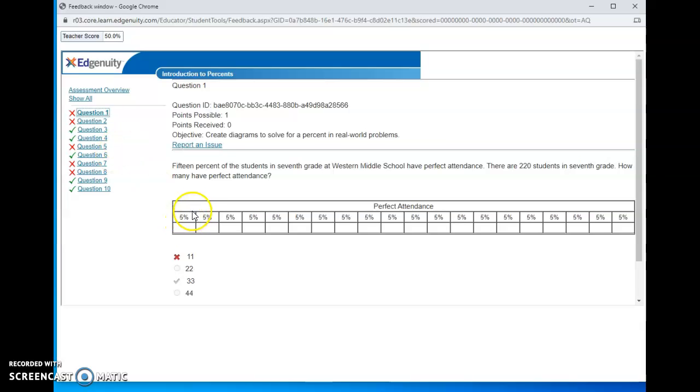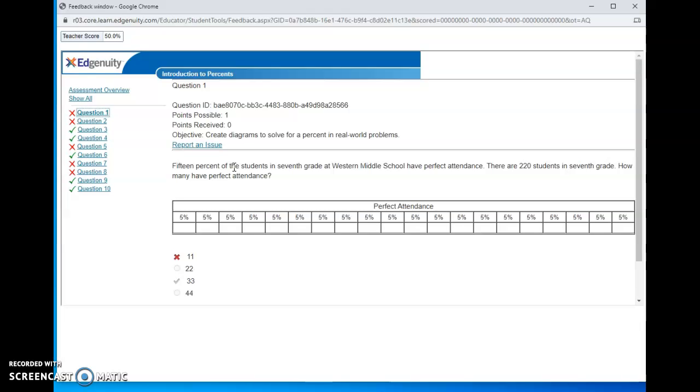So this first one, I really have no idea why this box is here in this question. I think it just kind of confuses me more. So it says 15% of students in 7th grade at Western Middle School have perfect attendance, and there are 220 students in the grade. How many have perfect attendance?